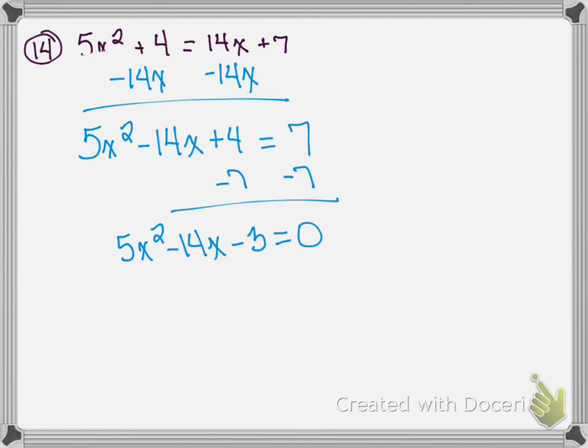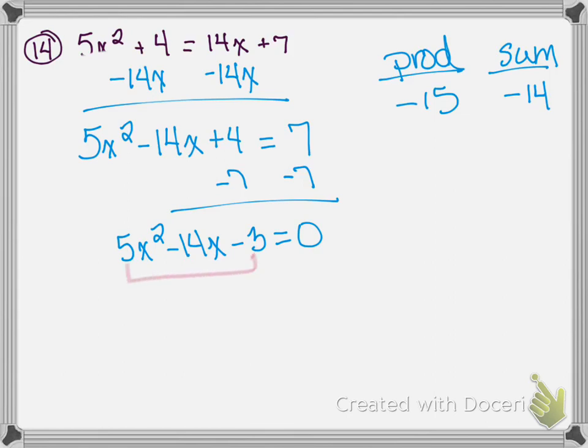we have to factor. So I have a positive 5 and a negative 3. So my product for this is negative 15, and my sum for this is negative 14. Okay? 5x squared minus 14x minus 3. The way I get my product is I multiply 5 times negative 3, and my sum is right here, negative 14. So I'm looking for two numbers that multiply together give me negative 15, added together give me negative 14. And so those two numbers are going to be negative 15 and positive 1. Negative 15 times 1 is negative 15. Negative 15 plus 1 is negative 14.